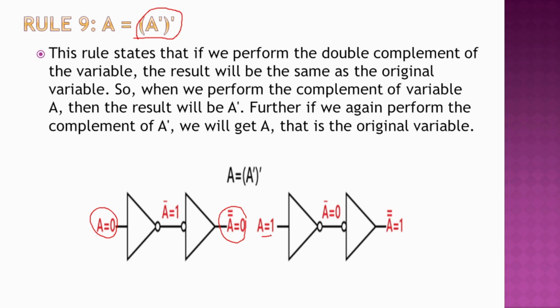Here I am using A equal to 1. In every rule, you need to substitute either 0 or 1 value to prove that rule. So A equal to 1, first you are inverting, right? So you will get a value of 0. Again you are going to invert that given output. Then you are getting value of 1. So here A equal to 1 is an input. Finally for this rule you will get that same 1 as an output.